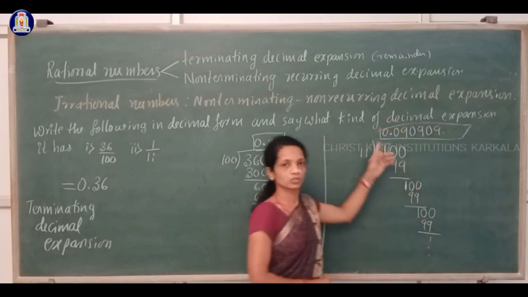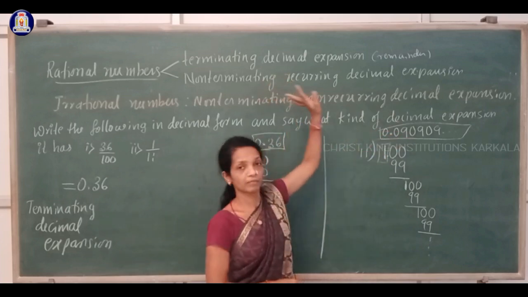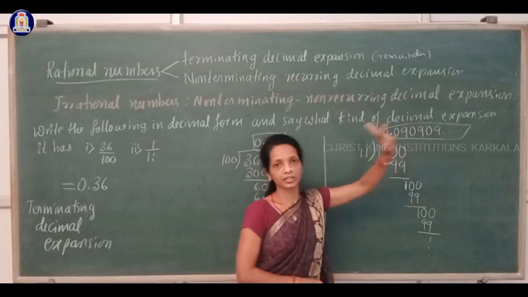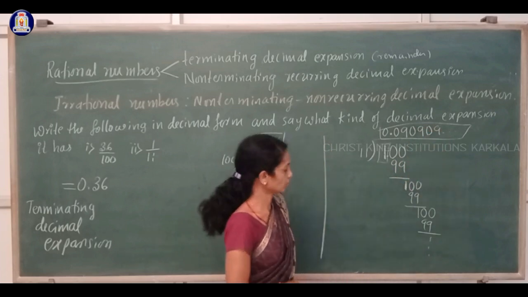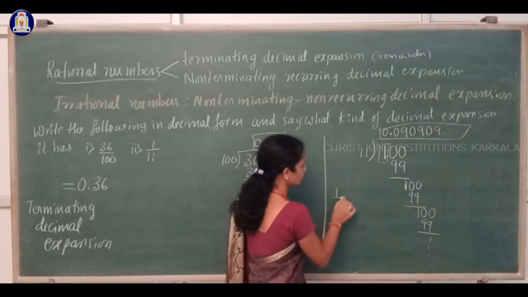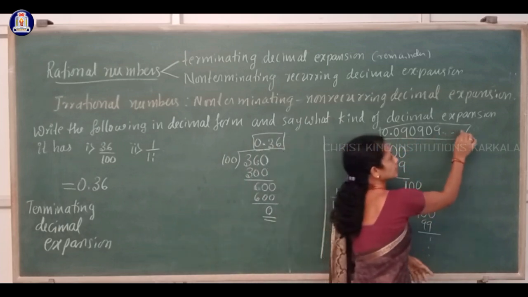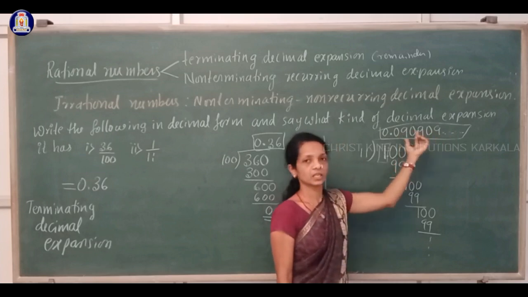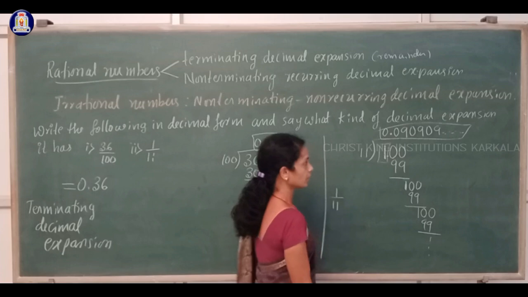We get which type? That is a non-terminating. Non-terminating means that never ends. Non-terminating recurring. Recurring means repeating in the same way, 090909, like that repeating. Okay, so here we have which type of decimal expansion? Non-terminating, the etc symbol indicates non-terminating. Recurring, you can see here. Okay, repeating 0909, they are repeating.